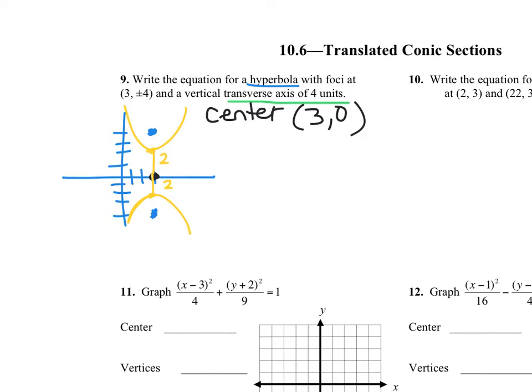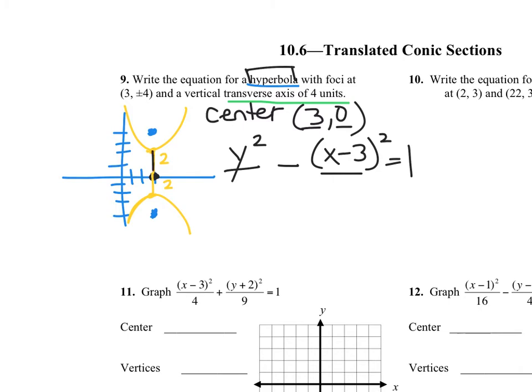So here we go. We're going to write the equation. It's going to be y first, and here's h, and here's k. So y minus 0 squared, which is just y squared, minus, because it's a hyperbola, minus x minus 3 squared equals 1. Okay, so we have that this right here is 2, and so 2 squared is 4.